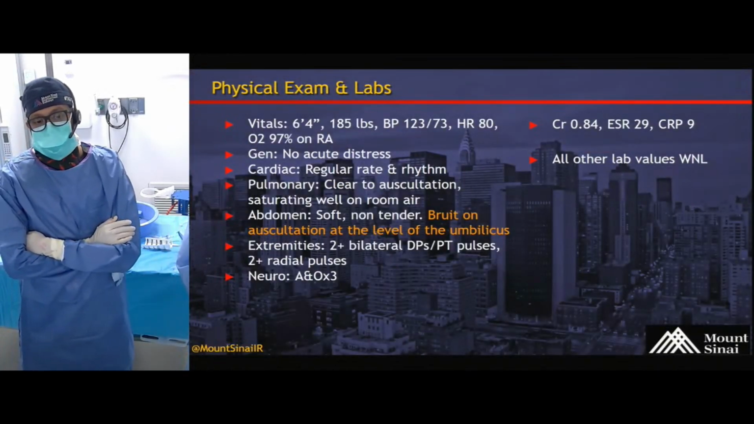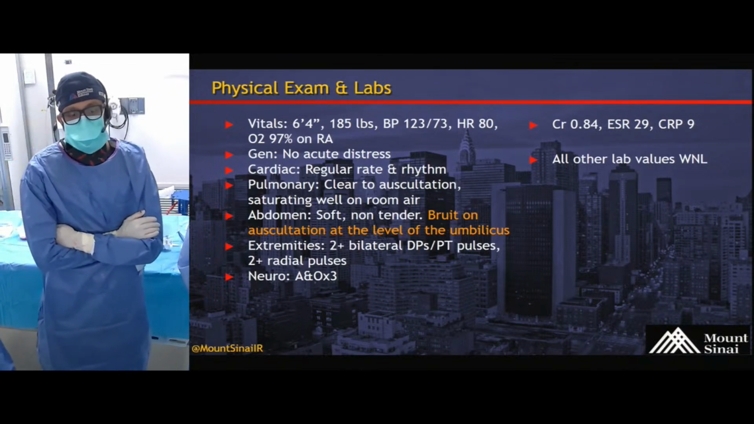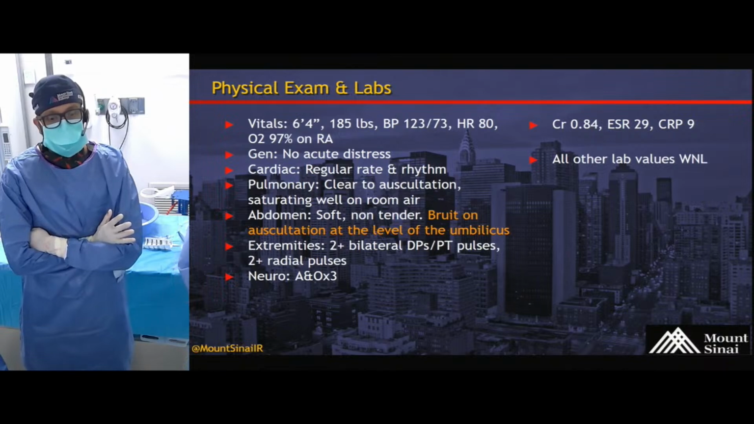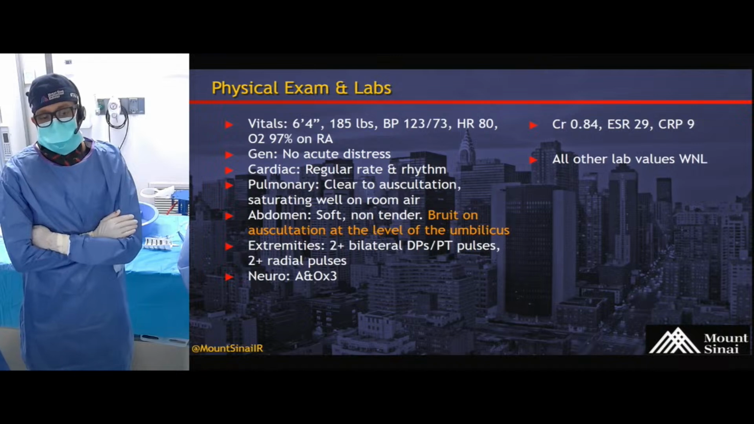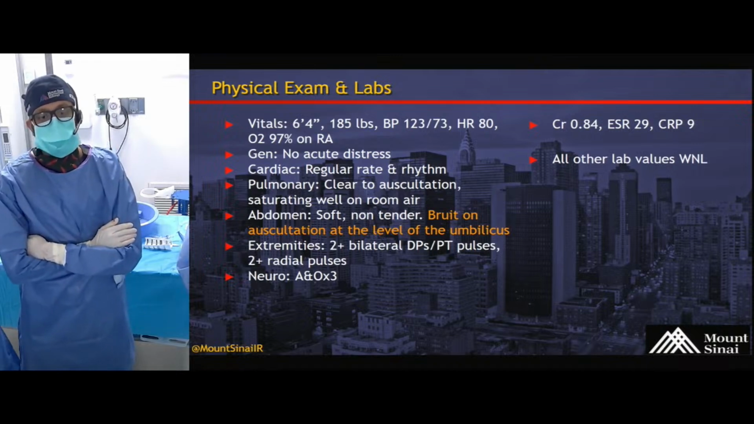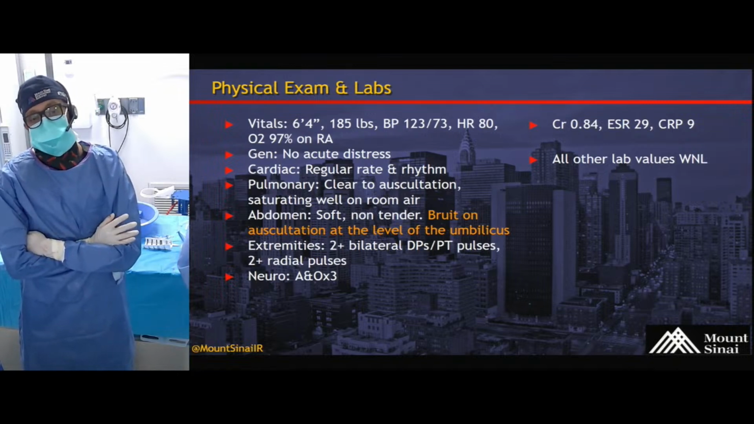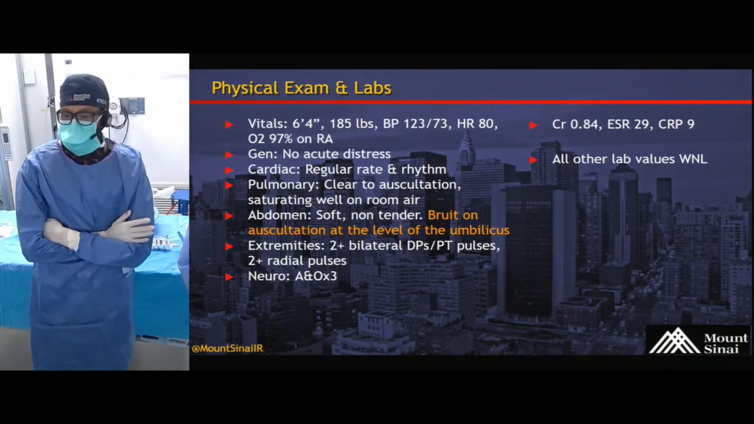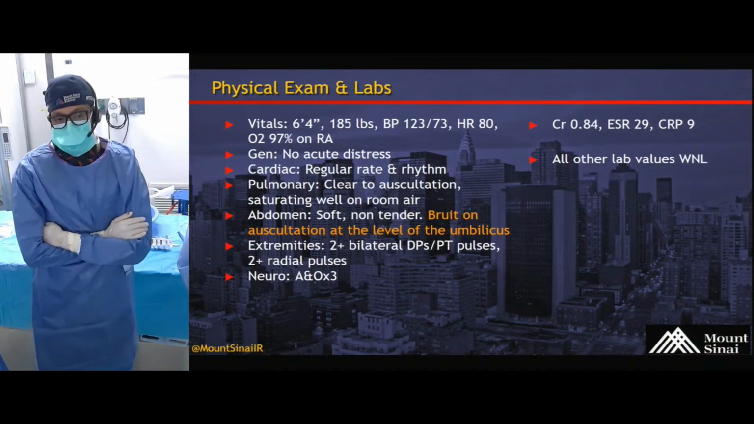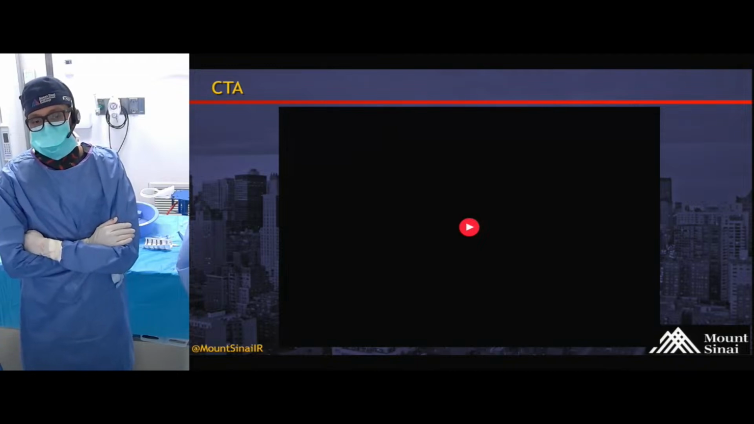When he presented to our office hours, it was noted his blood pressure at that time was 123/73. His physical exam was largely benign. The one notable finding was on auscultation of his abdomen. You could actually hear a bruit at the level of his umbilicus. His creatinine 0.84 was normal, but he had elevated ESR and CRP. He's also 6'4", which comes into a little bit of decision making later on when we decided how to approach this case. Next slide. So here's the initial CTA.